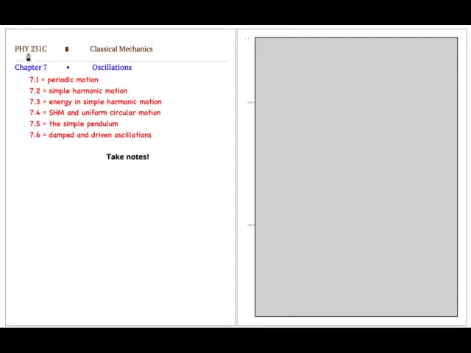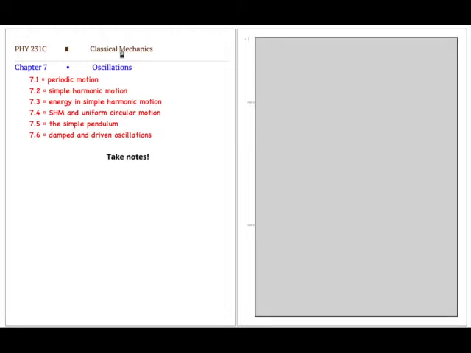Physics 231C, course on classical mechanics. We're up to the 7th week of the semester. We're going to be studying Chapter 7 in the textbook. And the topic is oscillations.